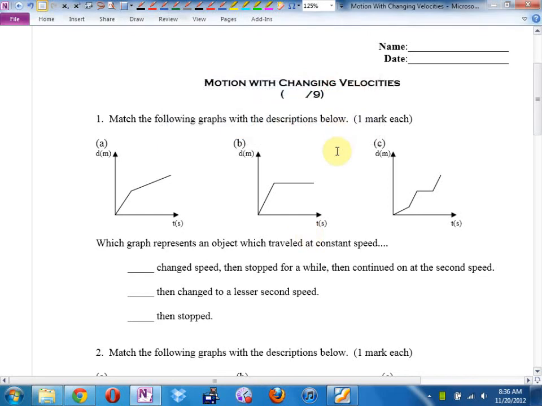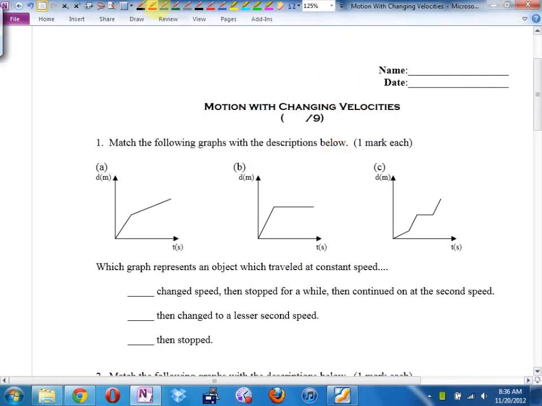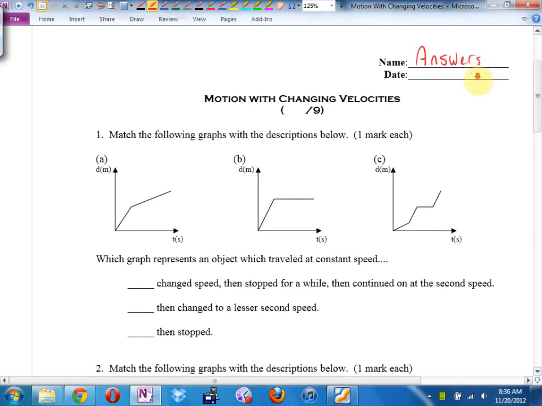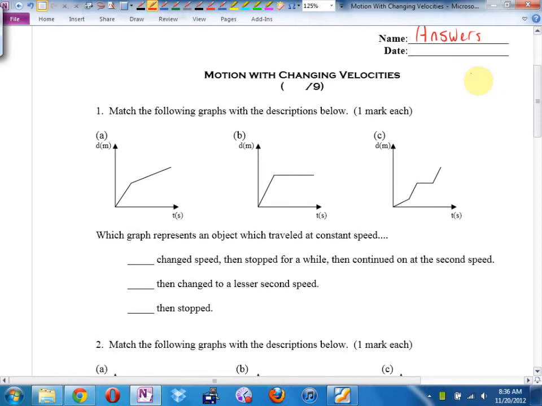So let's mark these. First of all, motion with changing velocities. Mix and match the following graphs with the descriptions below. Which one of these changed speed, then stopped for a while, then continued on at the second speed? Which one of those graphs is that?